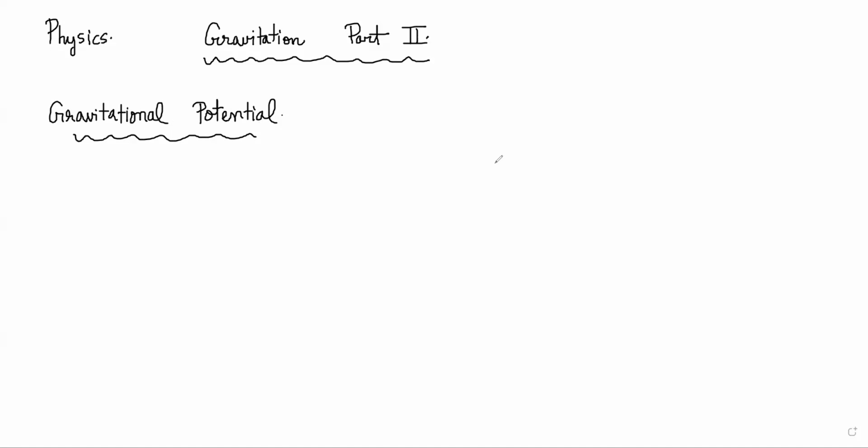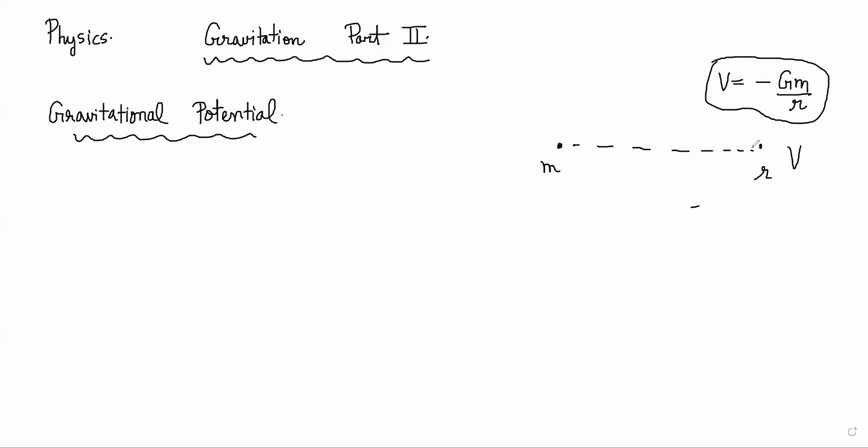Okay, so obviously the potential due to a point mass at a distance r will be V is minus GM by r. Right. This is the scalar potential value at this distance, and we will extend this by integration to cover different types of bodies.